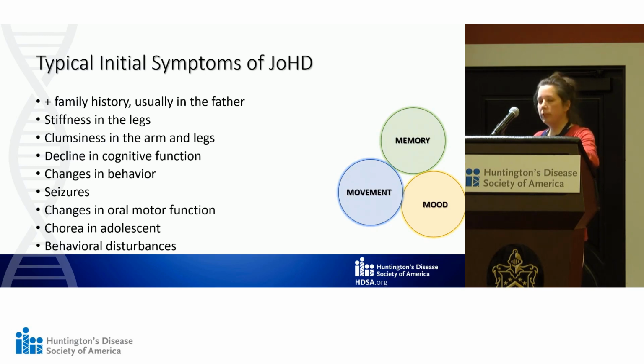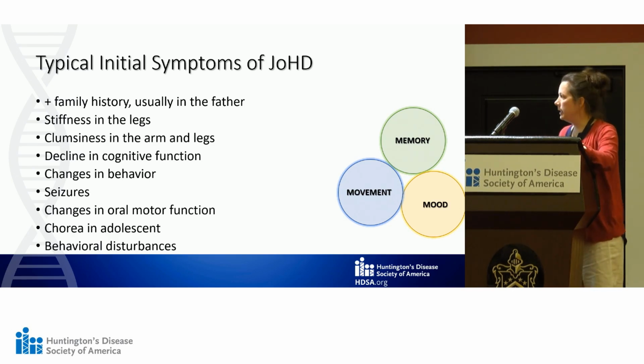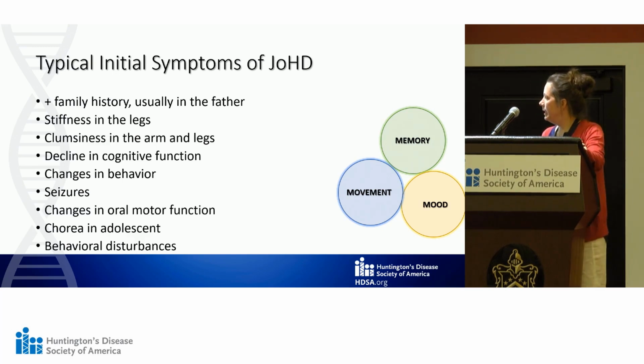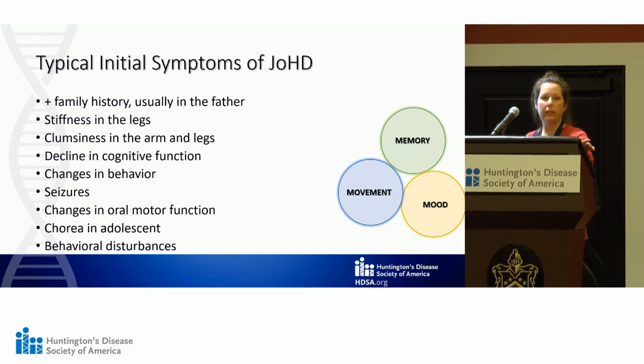Typical initial symptoms, usually there's a family history, not always. Sometimes it's not known in the family, sometimes dad hasn't developed symptoms yet, and the kiddos want to develop symptoms first. But usually we can see a family history, start to develop some stiffness in the legs, start to feel a little clumsy, maybe dropping things, dropping balls, not throwing as steadily, decline in ability to think through and reason through things or learn new things. You might see some changes in behaviors. Seizures are unique to this population. We do not see it in adult onset, but you can see it in juvenile. Changes in swallowing, that's the oromotor function. Chorea in kids that are a little bit older that develop this, so from 10 to 20, but it's uniquely absent for the most part in JOHD, especially in kids that develop this before the age of 10.